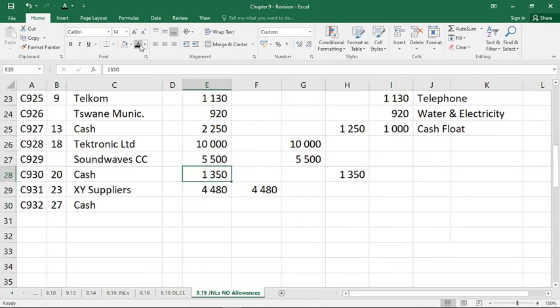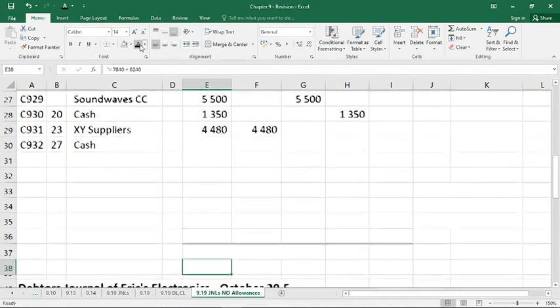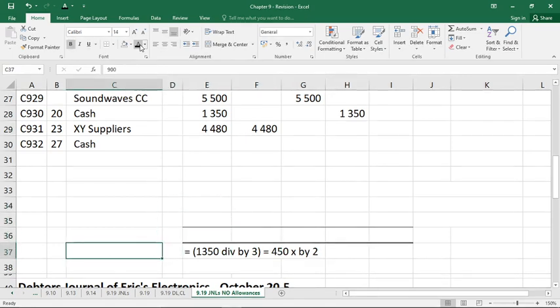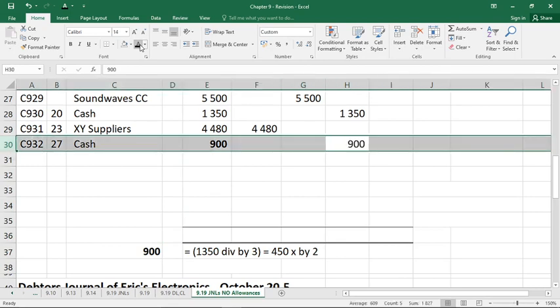The previous check that we gave for wages was 1350. That was for 3 people. So now if we are only paying 2 people, how are we going to work out the value of this amount in our check? We are going to say 1350 divided by 3, because there were 3 people, equals 450 each, and now only times by 2, because only 2 people are being paid. There's 900, and we put it to the salaries and wages column, and we're done with the 27th.